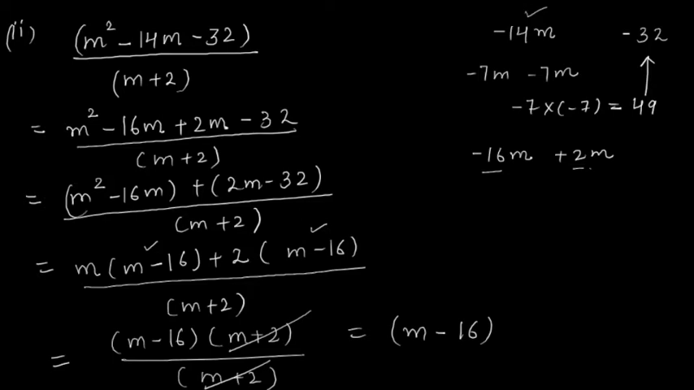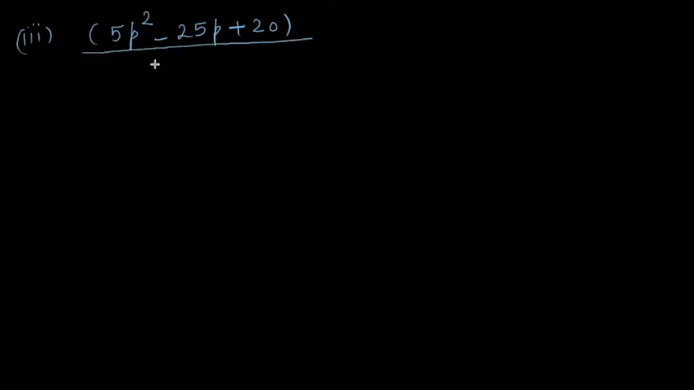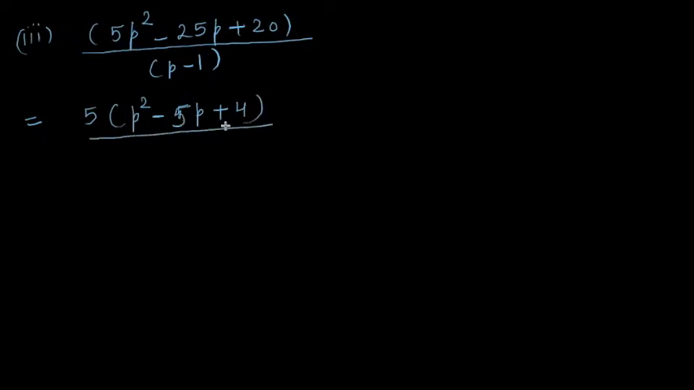Okay. Now let's see the third part. I would suggest you please pause the video and try to solve the question on your own, and then you match your answer with my answer. 5p square minus 25p plus 20, and you have to divide it by p minus 1. Now you see here you have a constant. Either you do it directly with the middle term splitting, or I can simply take 5 common, p square minus 5p plus 4 upon p minus 1, right?